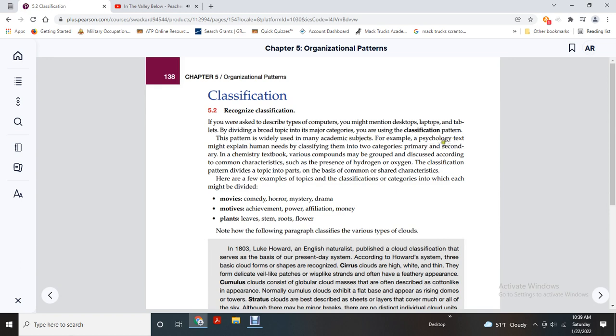For example, a psychology text might explain human needs by classifying them into two categories, primary and secondary. In a chemistry textbook, various compounds may be grouped and discussed according to common characteristics, such as the presence of hydrogen and oxygen. The classification pattern divides a topic into categories based on shared characteristics. Here are a few examples of topics and the categories into which they might be divided.